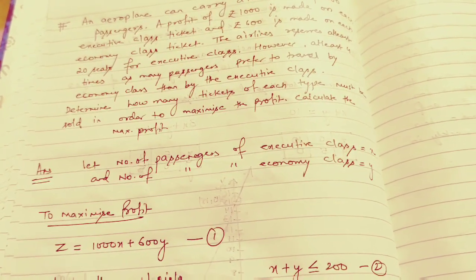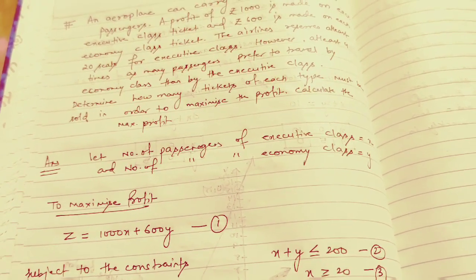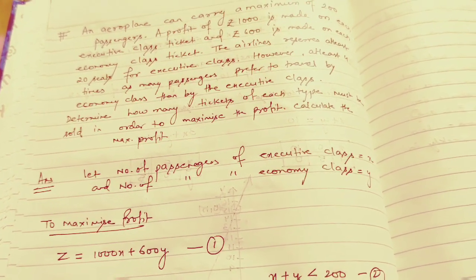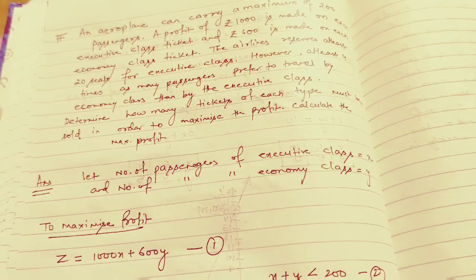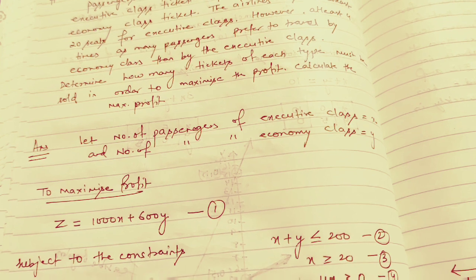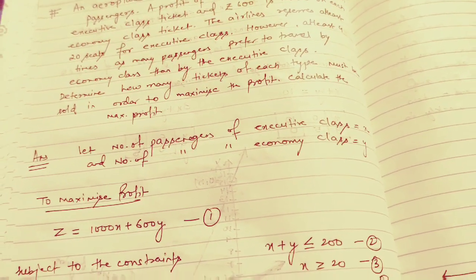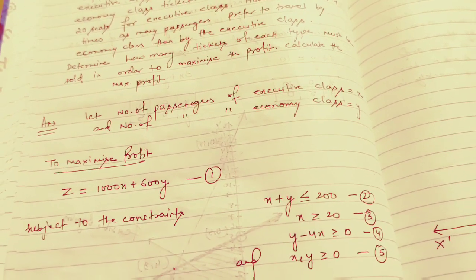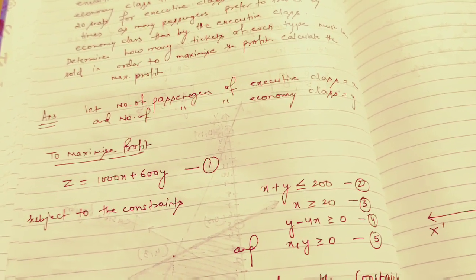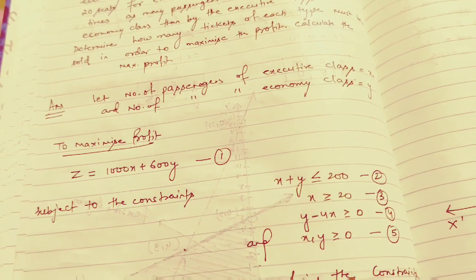Now the subject constraints given are x plus y less than or equal to 200, as the question says a maximum of 200 passengers can be carried. Also it is given that the airline reserves at least 20 seats for executive class, so x is greater than or equal to 20. Also at least 4 times as many passengers prefer to travel by economy class, so y minus 4x is greater than or equal to 0. Also x and y greater than or equal to 0. Now we have 4 constraints here.